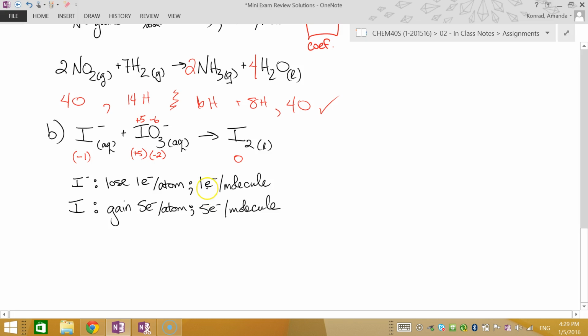These don't balance out. They are not equal. So we're gaining and losing unequal amounts. We are not allowed to have lone electrons floating around in space, so we need to make them equal, manipulating them with different numbers so that we get the same number of electrons gained and lost. So we have 1 times 5 is 5 electrons lost and 5 electrons gained.